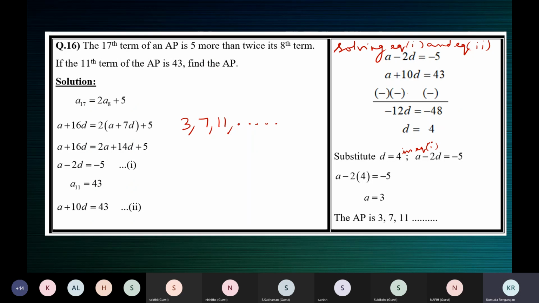Completed, children? So we have sufficient information in this question to frame 2 equations in A and D. One equation in A and D, another equation in A and D. Solve, find A and D, and hence generate the AP. Easy, right, children? All right, next one.